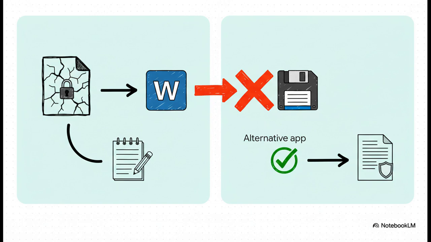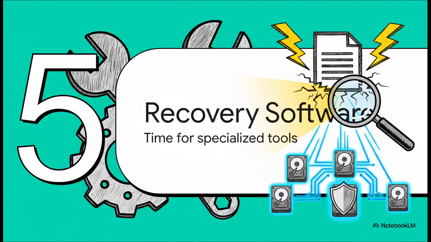The second strategy is, if you manage to get the file open in any of these programs, the very first thing you should do is save it in a different format, something like rich text format or .rtf. This basically strips out all the Word-specific code that might be causing the problem in the first place, leaving you with a clean copy.